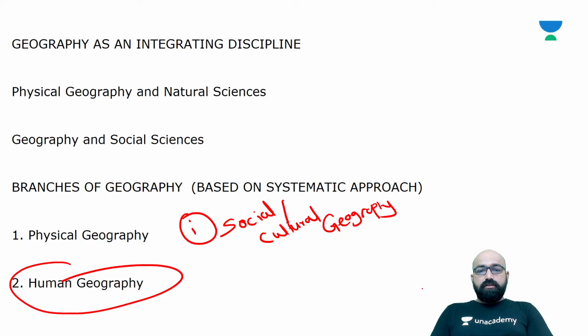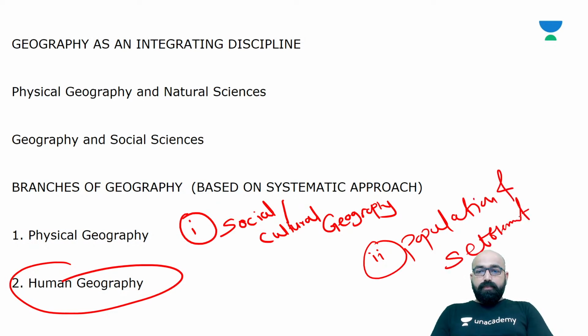Then, population and settlement. So, geography, that is rural and urban, it studies population growth, distribution, then density, sex ratio, migration, and occupational structure, etc. So, settlement geography studies the characteristics of rural and urban settlement.